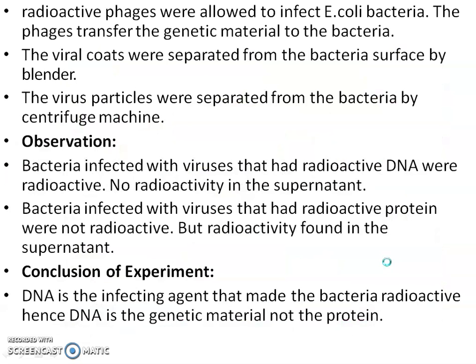Now what conclusion did they make? The radioactive phages were allowed to infect the E. coli bacteria. The viral coats were separated from the bacteria by a blender, and then they were mixed. When they mixed that, the viral protein coat was disseminated, and what was left inside was the DNA. The observation was that the bacteria infected with viruses that had radioactive DNA were radioactive. No radioactivity was in the supernatant. Bacteria infected with virus that had radioactive protein were not radioactive, but radioactivity was found in the supernatant. So the conclusion was that DNA is an infecting agent and DNA is a genetic material.